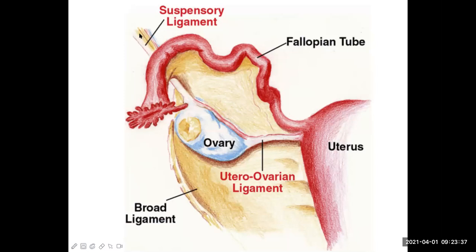So the suspensory ligament is suspending the ovary on the lateral pelvic wall, whereas this ovarian ligament is attaching the ovary onto the cornu of the uterus. So the ovary is supported nicely by these two ligaments. There is a broad ligament. The broad ligament has a lot of fat, so it looks yellow in color.